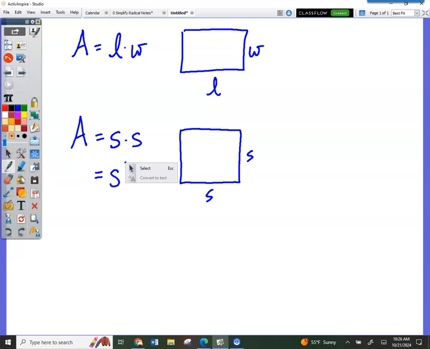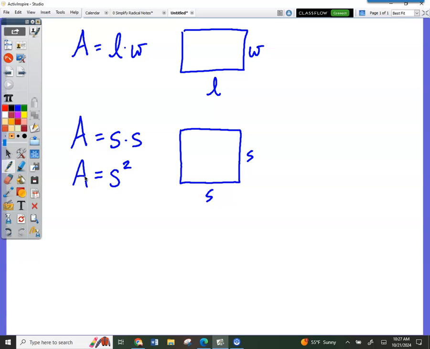S times S, do you recall from middle school, is S to the second power. S to the second power, okay? The area of a rectangle is length times width. If it's a square, still length times width, but the length and the width are actually the same number. So we could just say it's S squared. Now where am I going with this?